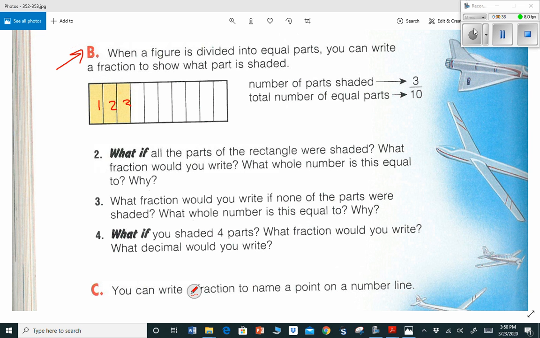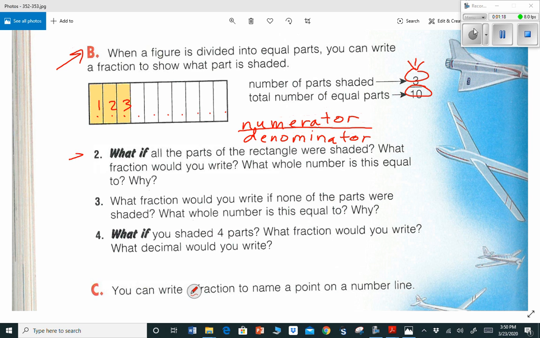Three of these parts are shaded, so you put a 3 on the top. That 3 is called the numerator. The numerator goes on the top, and then you don't put 7 on the bottom, you put 10 on the bottom because there are 1, 2, 3, 4, 5, 6, 7, 8, 9, 10 parts all total. And that number on the bottom is called the denominator. So numerator over denominator. This number represents the part that's shaded, and this represents the whole thing.